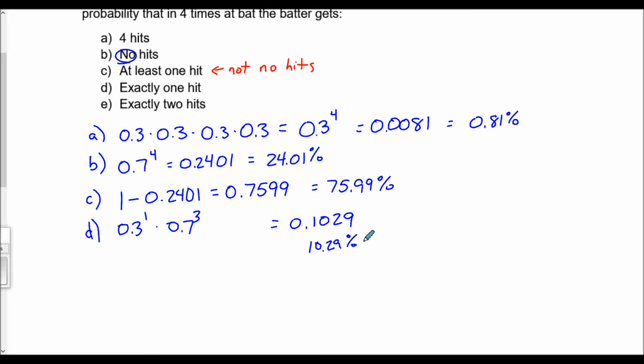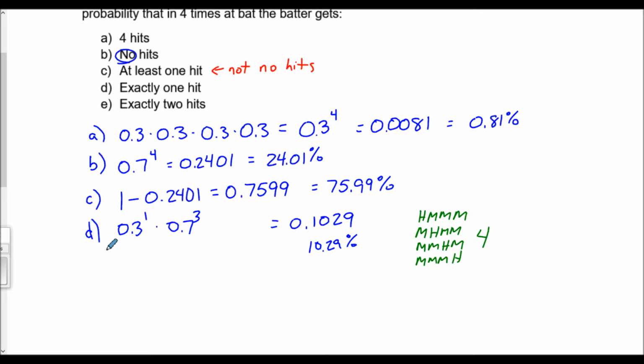But that's not the only chance. What we're really dealing with is the probability that he or she could have a hit, miss, miss, miss. Or could miss the first time at bat, get a hit the second time, miss. Could have a miss, miss, hit, miss. Could have a miss, miss, miss, hit. Which means that there's 4 options for getting exactly 1 hit.